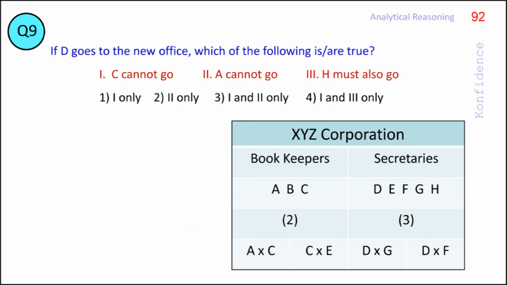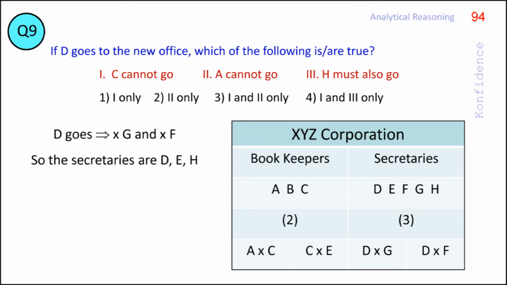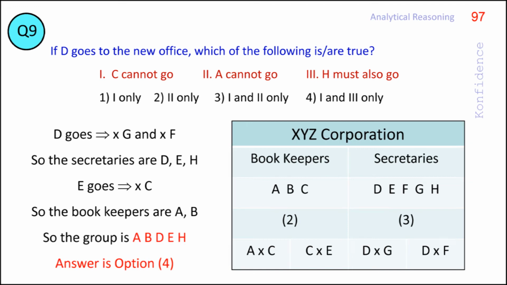In question number 9, if D goes to the new office, G and F will not go. So, the remaining secretaries will have to go. So, the 3 secretaries that go are D, E and H. When E goes, C will not go. So, the 2 bookkeepers will be A and B. Therefore, the statements 1 and 3 are true.